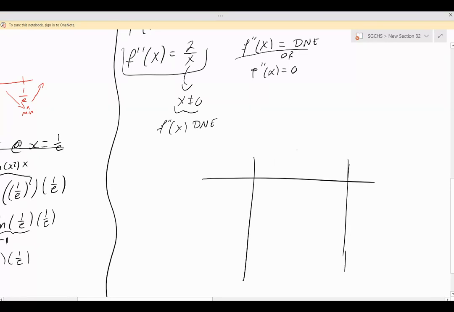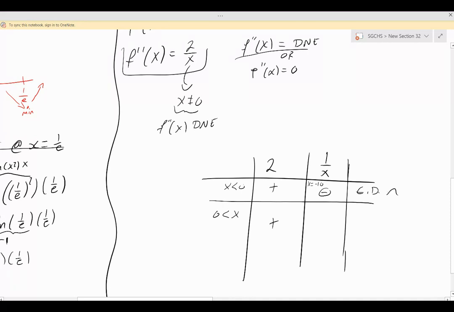So here we'll have 2, and I'll break it into its components of 2 and 1 over x. My intervals here will be when x is less than 0 and then when x is greater than 0. Now at this point, 2 is always positive 2. When you have an x value less than 0, so possibly x equaling -10, well, this will be a negative value. So this makes it concave down on the interval here.